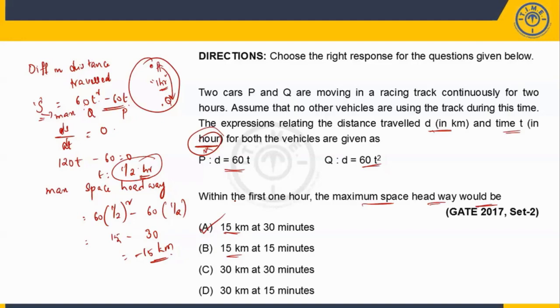Space headway is difference in distance. Space headway means the difference in distance traveled by both of them. At any time, space headway means nothing but spacing between both the cars. At any time. We know the maximum minimum functions: ds by dt equal to 0.